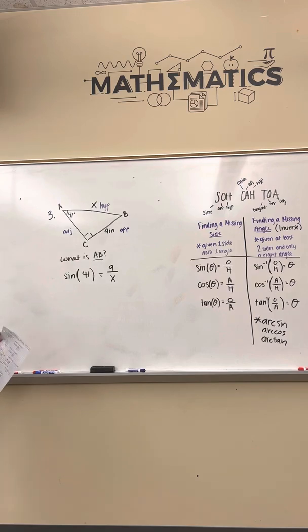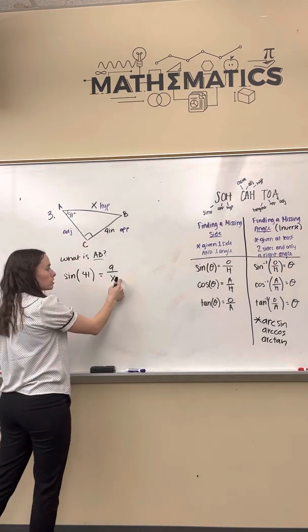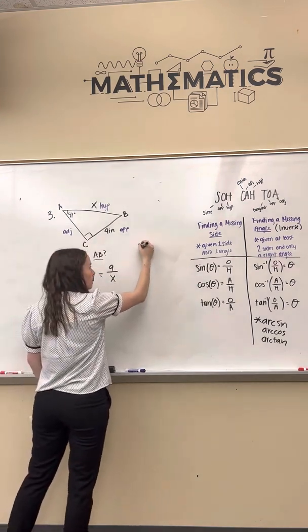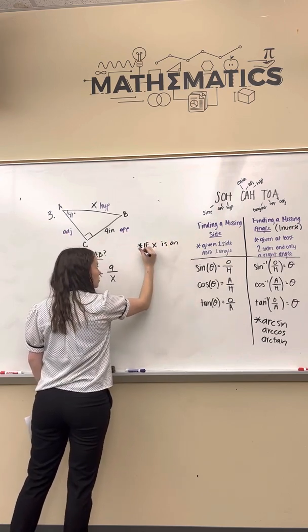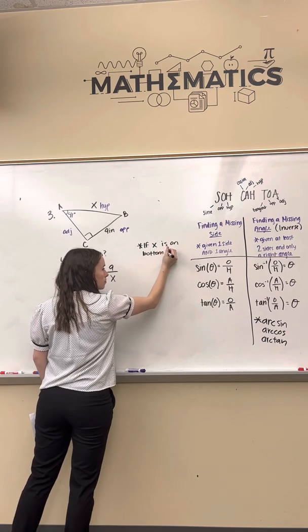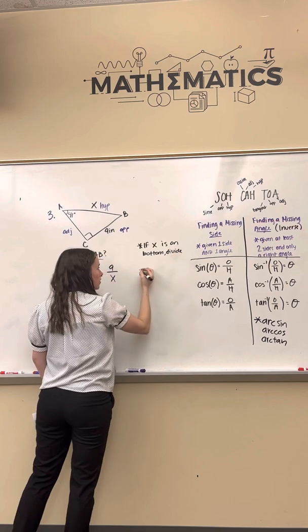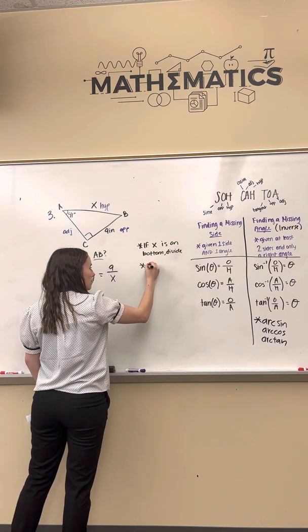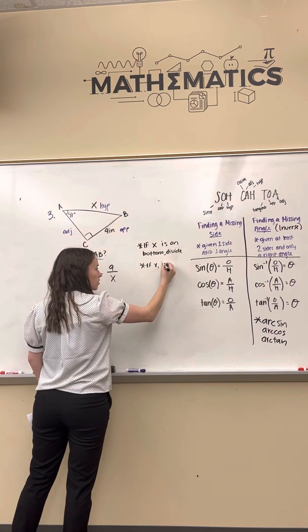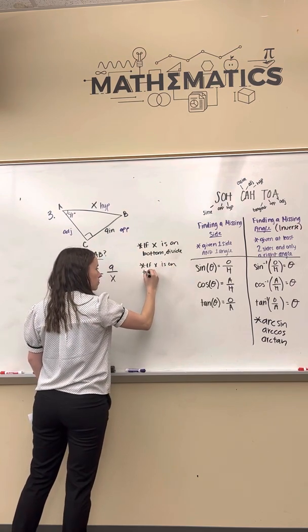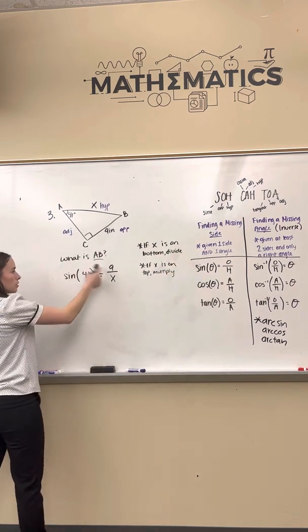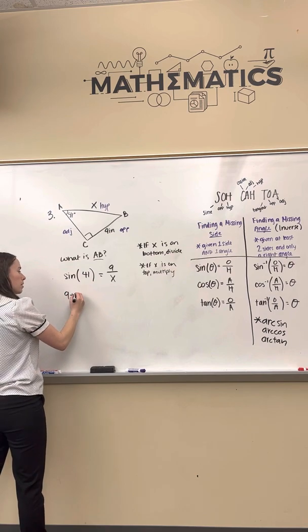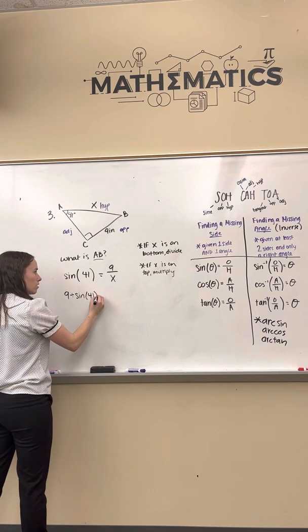Okay, 2 more rules to remember, and that's pretty much all you need for notes. And it is, if the variable is on the bottom, we're dividing. I'm going to just say x, but sometimes you'll have something else. If x is on top, we multiply. So what I mean by that is we want to put the 9 over here. So we have 9 divided by sine of 41 equals x.